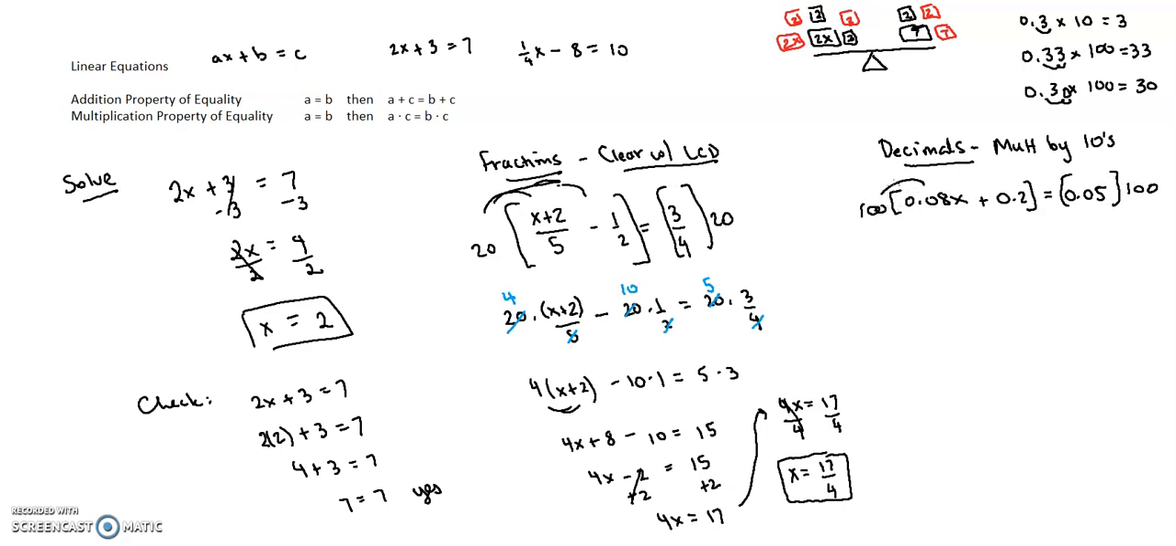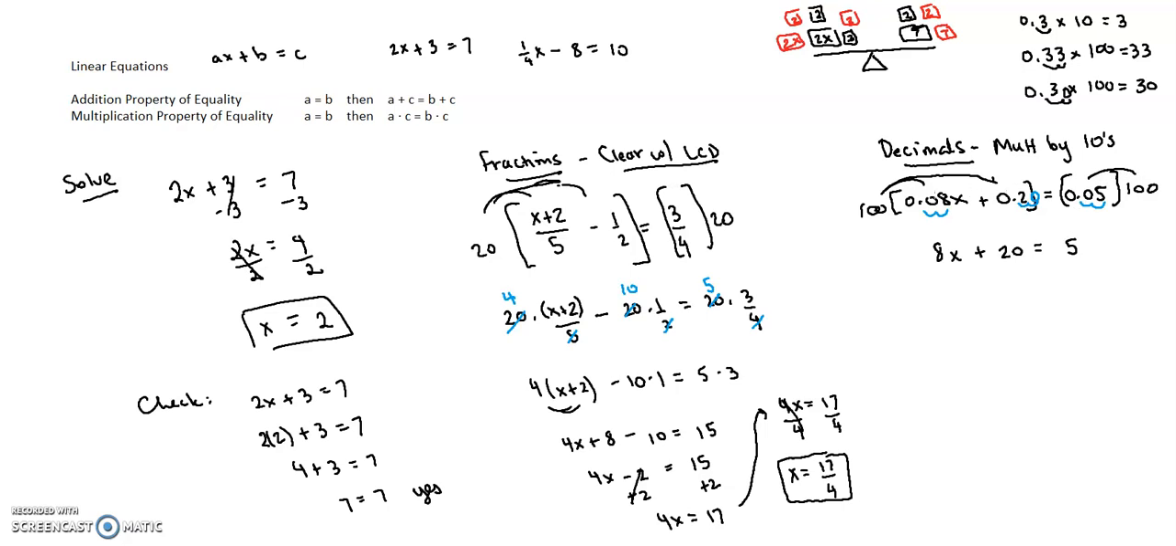And that means that we're going to distribute that 100. Now we could write this all out, but we know that multiplying by 100 is going to move the decimal place 2 times. So rather than writing all this out, let's just move the decimal place 2 times. It's going to move this one 2 times, this one 2 times, and we fill in with a 0, and it's going to move this one 2 times as well. So when we multiply by 100, what do we have? We're going to have 8x, we're going to have 20, and we're going to have 5.